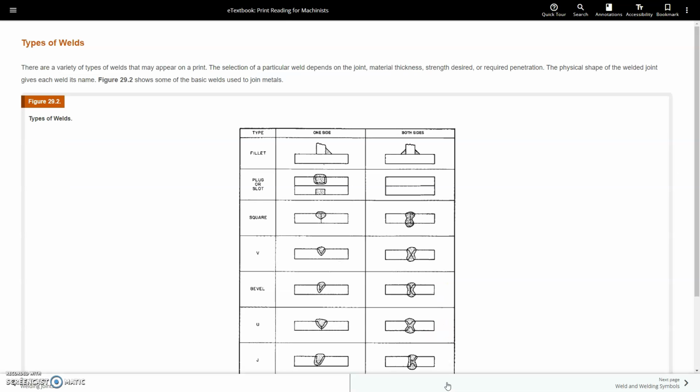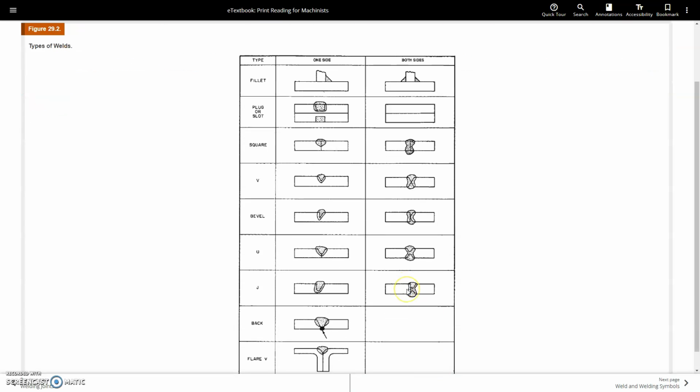So, types of welds. There are a variety of types of welds that may appear on a print. The selection of a particular weld depends on the joint, material thickness, strength desired, or required penetration. The physical shape of the welding joint gives each weld its name. Figure 29 shows some basic welds used on joint metals.